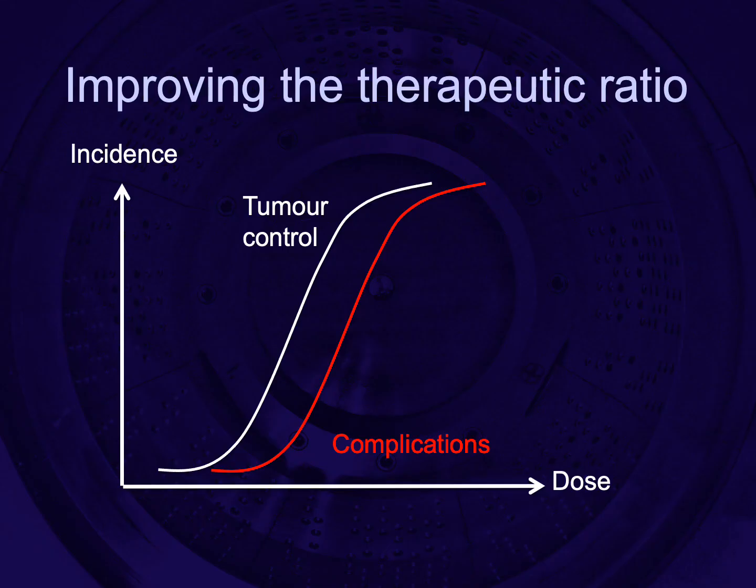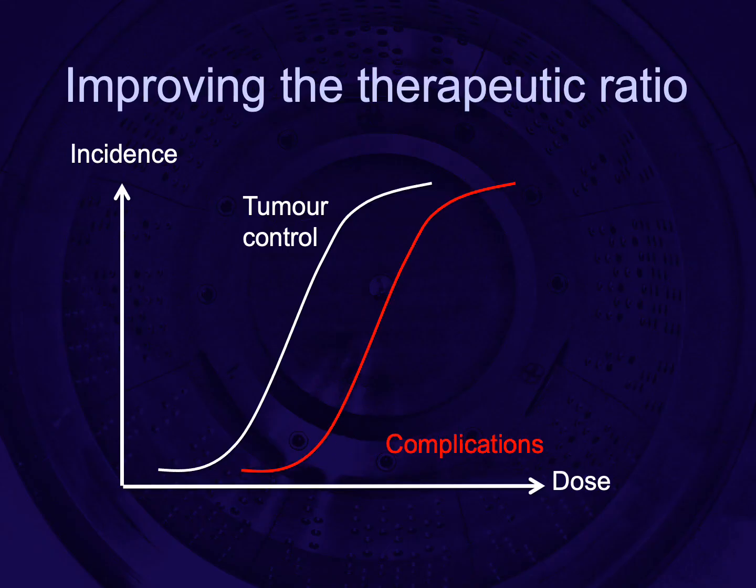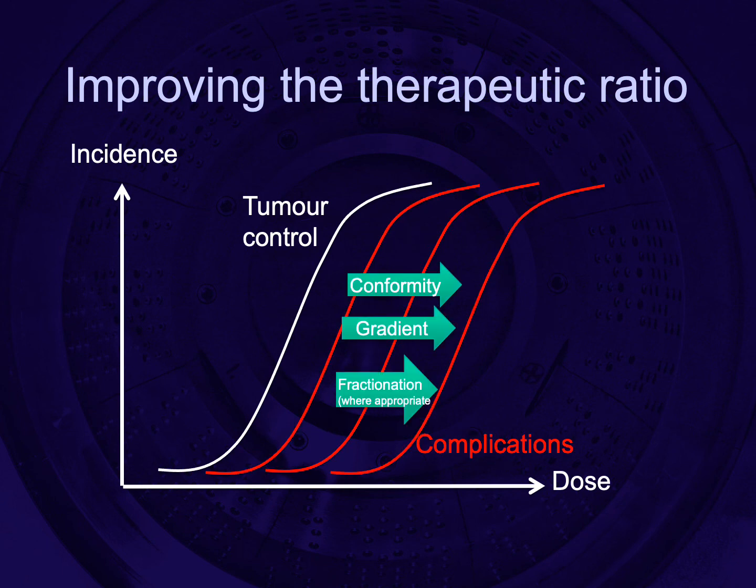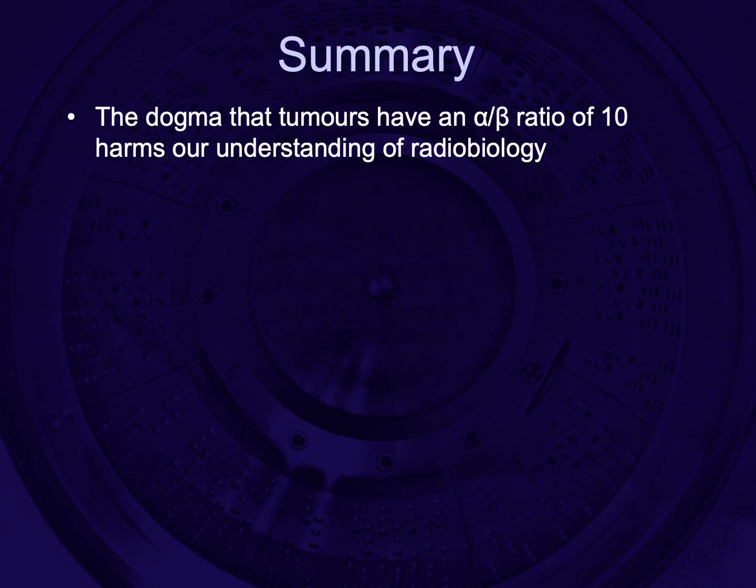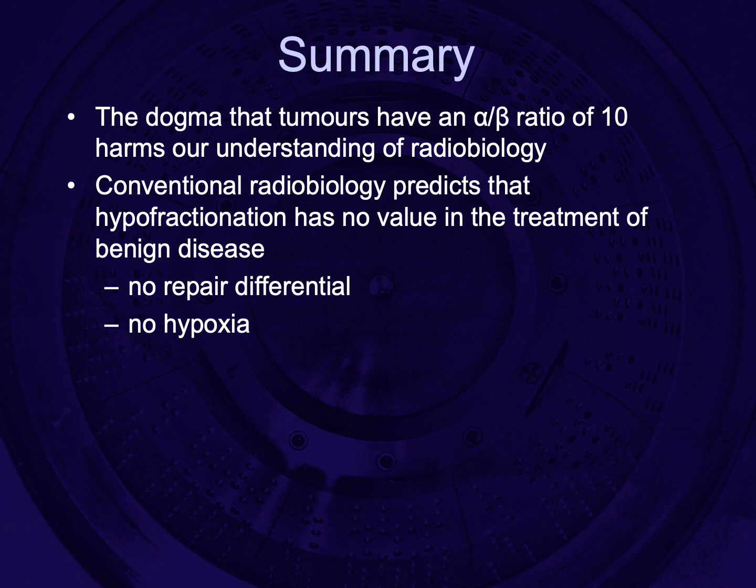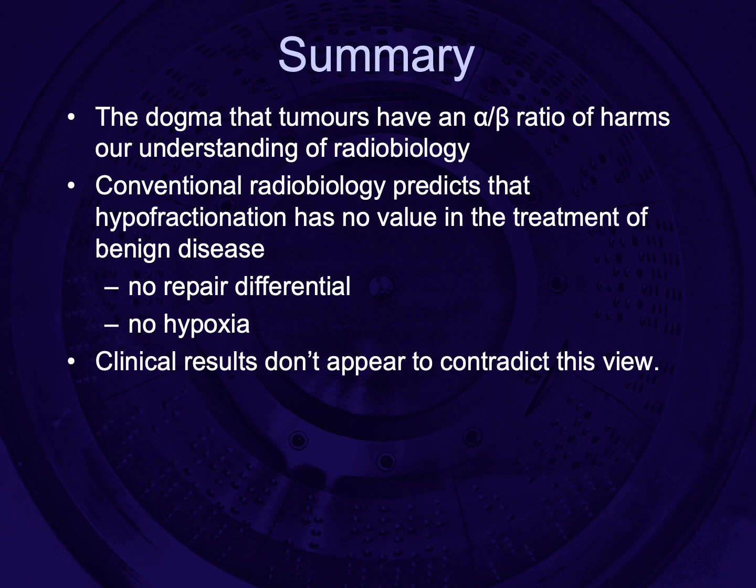What we're clearly trying to do is improve the therapeutic ratio. And we can do that by increasing our conformity, our dose gradient, and applying fractionation where appropriate. So to summarise, the dogma that tumours have an alpha-beta ratio of 10 harms our understanding of radiobiology. Conventional radiobiology predicts that hypofractionation has no value in the treatment of benign disease because there's no repair differential and there's no hypoxia. Clinical results don't appear to contradict this view.